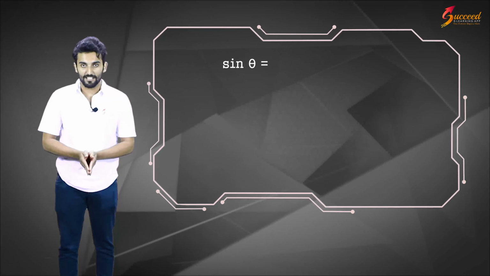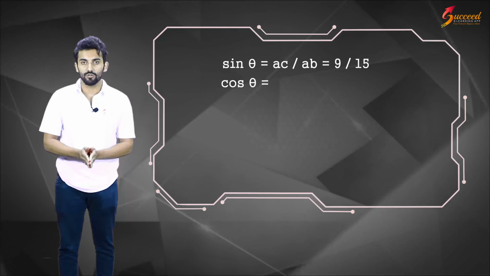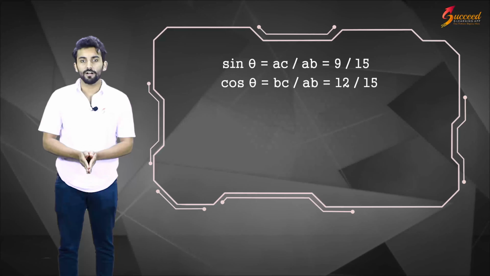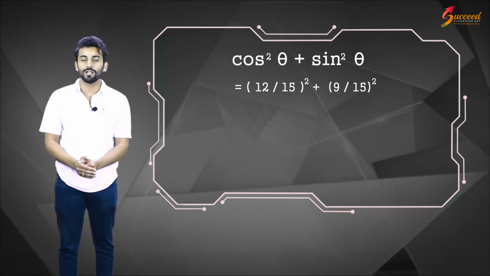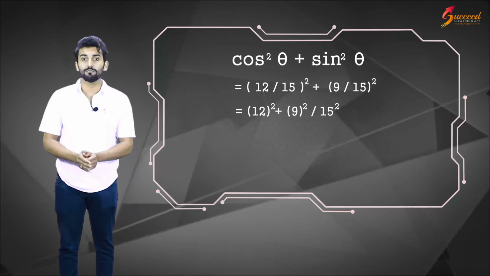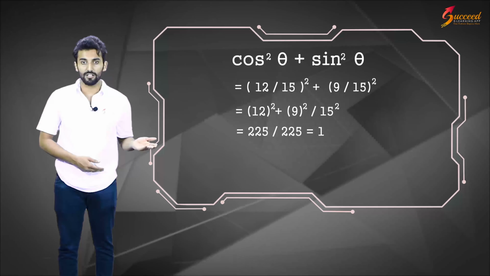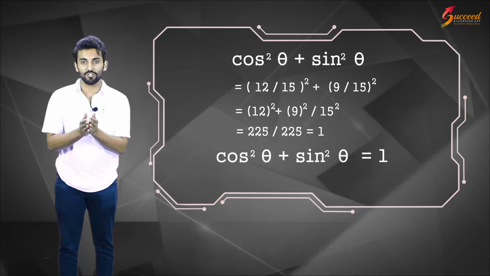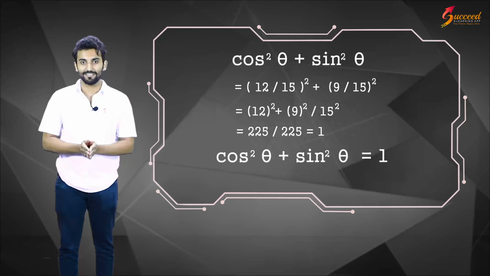Now, sin theta is equal to AC by AB, which is equal to 9 by 15, and cos theta is equal to BC by AB, which is equal to 12 by 15. Now, we will find cos square theta plus sin square theta. Cos square theta plus sin square theta is equal to 12 by 15 the whole square plus 9 by 15 the whole square, which is equal to 12 square plus 9 square divided by 15 square, which is equal to 225 divided by 225, which is equal to 1. Which means cos square theta plus sin square theta is equal to 1. Similarly, we can find cos square theta minus sin square theta by this method.